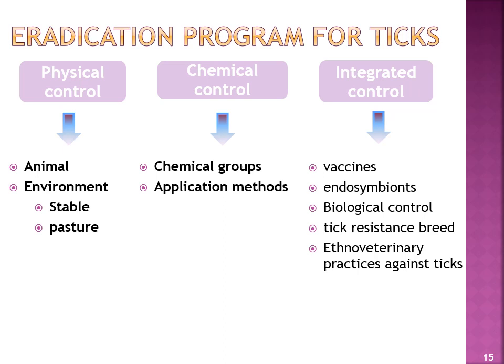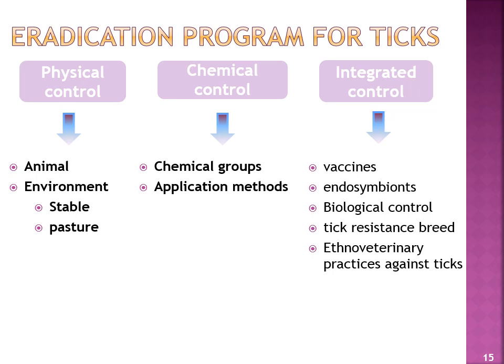So starting with the physical control, when we speak about ticks, we should think about where I should make the control. Is it on the animal body alone, or on the environment alone, or do I have to do both? If we look at the life cycle, we can find different stages of development in either the non-parasitic stage in the environment and the parasitic stage on the host. So that means the control program should be undertaken in both environment and animal.